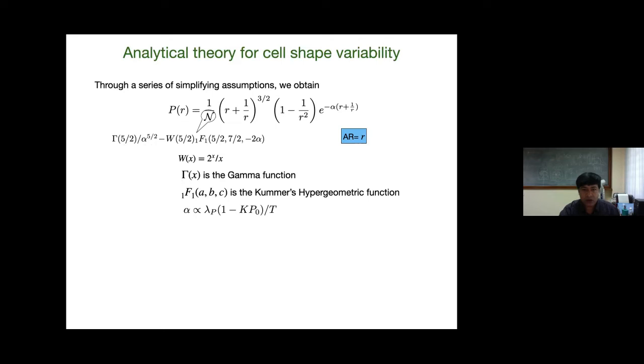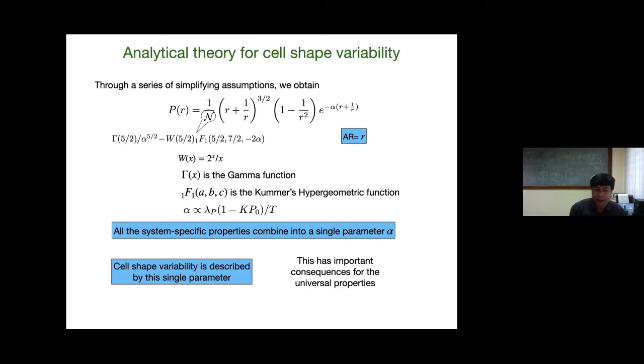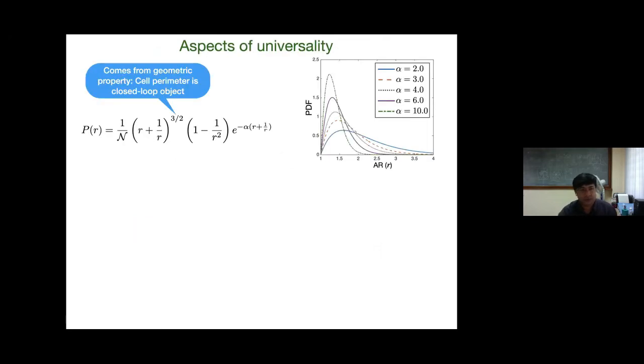Now, the point to note here is that all the system-specific properties combine into a single parameter, alpha, and cell shape variability in the system is described by this single parameter. And this has important consequences for the universal properties. So first, let me explain some aspects of the universality.